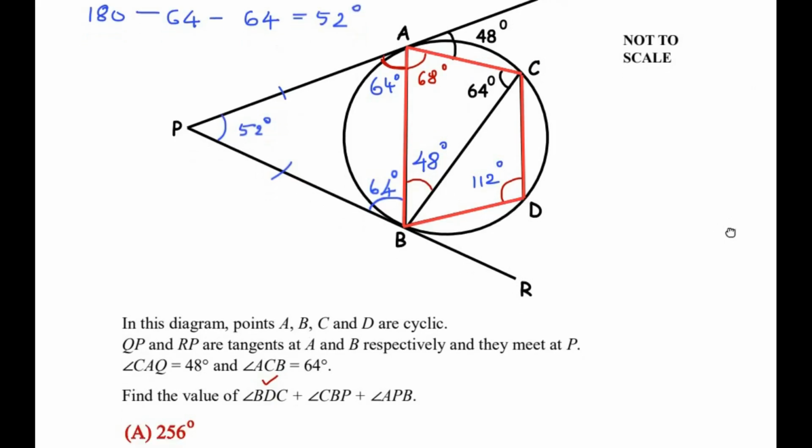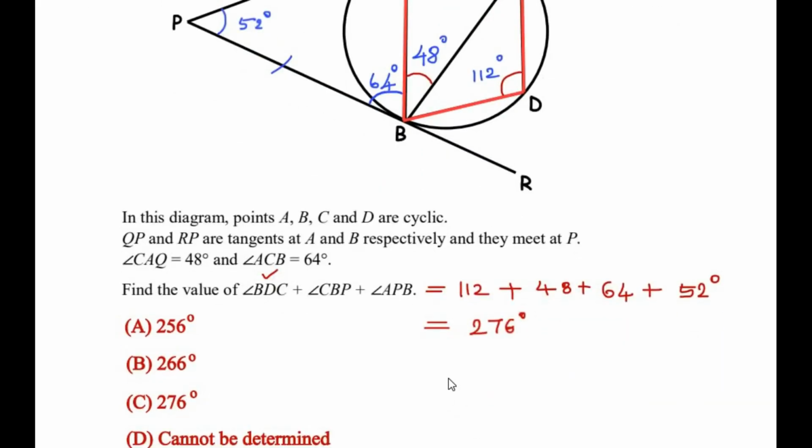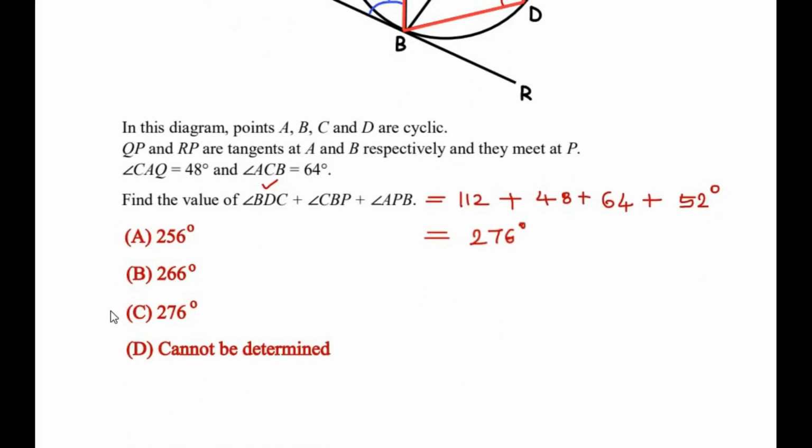Now we have got all the angles which we need to find out the sum of these angles. That is, angle BDC is 112 plus angle CBP. Now CBP is the sum of these two angles, that is 48 plus 64. So let me write here 48 plus 64 plus angle APB, which we got as 52 degrees. So adding these, we get the value as 276 degrees. So let us see if this is in one of the options. So yes, we have option C, that is 276 degrees.